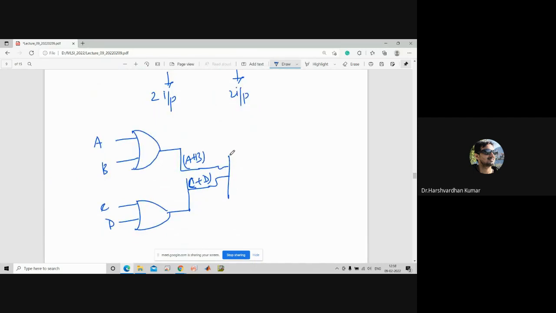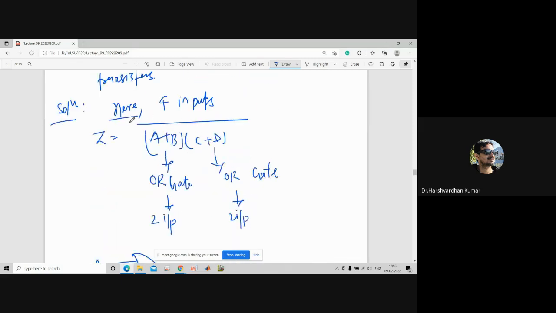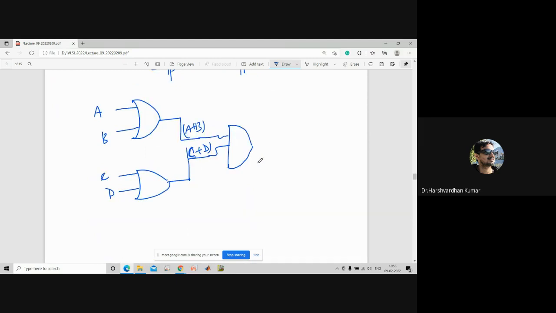Yes? AND gate. Very good. AND gate. But if you see the Boolean function here, there is a bar on the multiplication. So for the bar, we need to select a NAND gate. So here it will be a NAND gate. So this will be the expression, that is, finally you will get (A plus B) multiplied by (C plus D), the whole bar, right? Now for the OR gate, let us say this is the first OR gate, second OR gate.